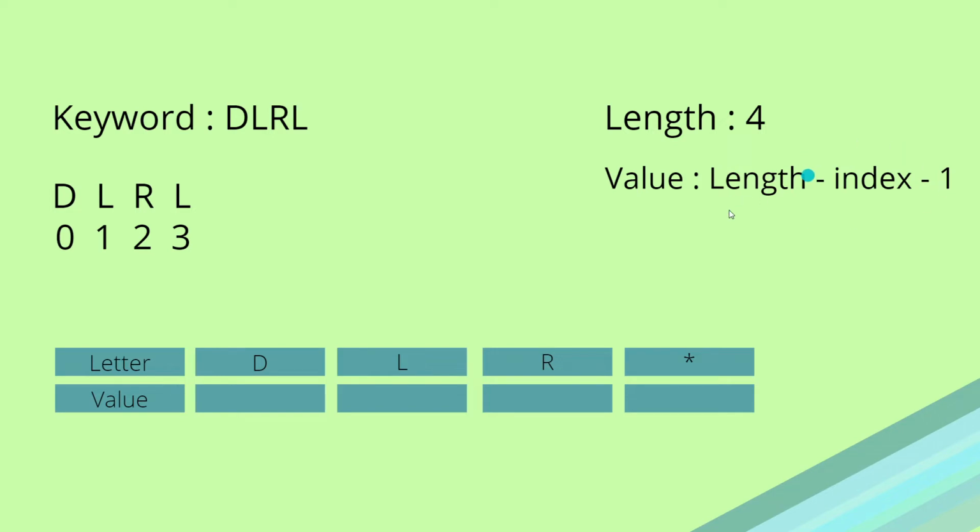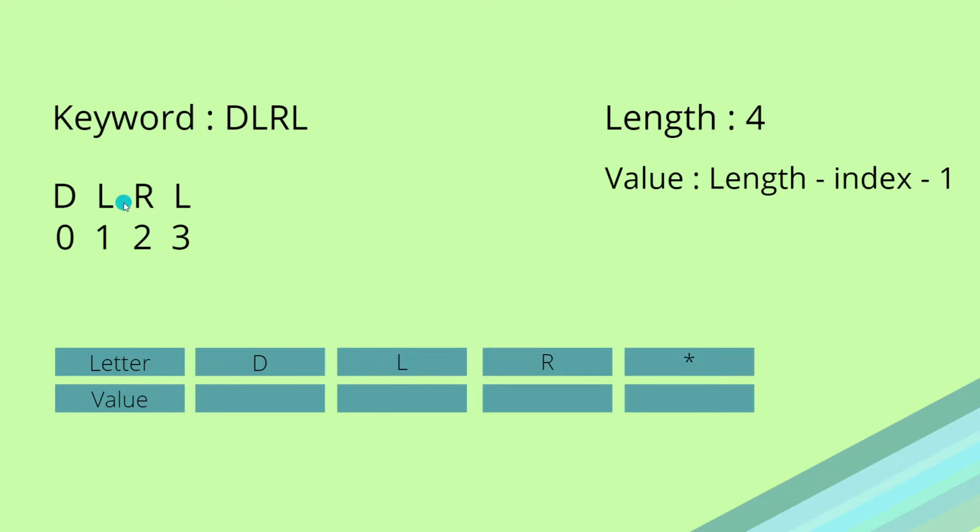An exception is made if the character is the last character of the given keyword. In that case, the length itself is given as the value. And if the character isn't included in the keyword, we represent it as an asterisk sign, and the value given would be the same length.